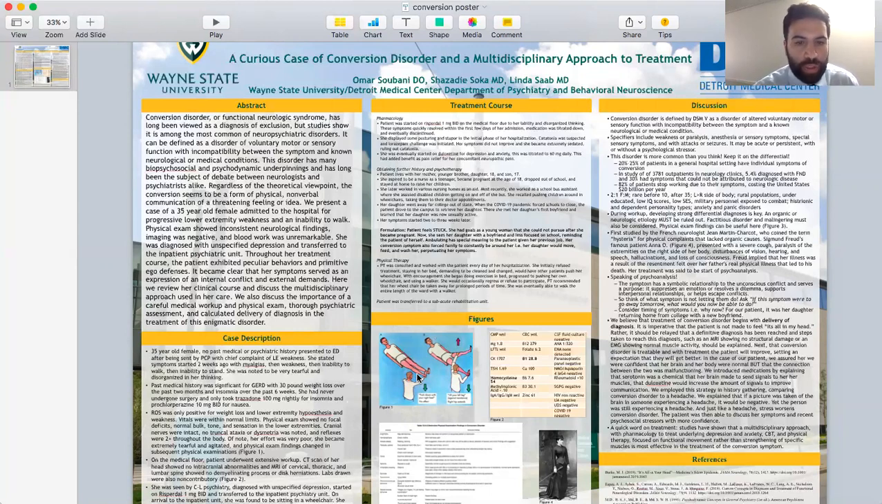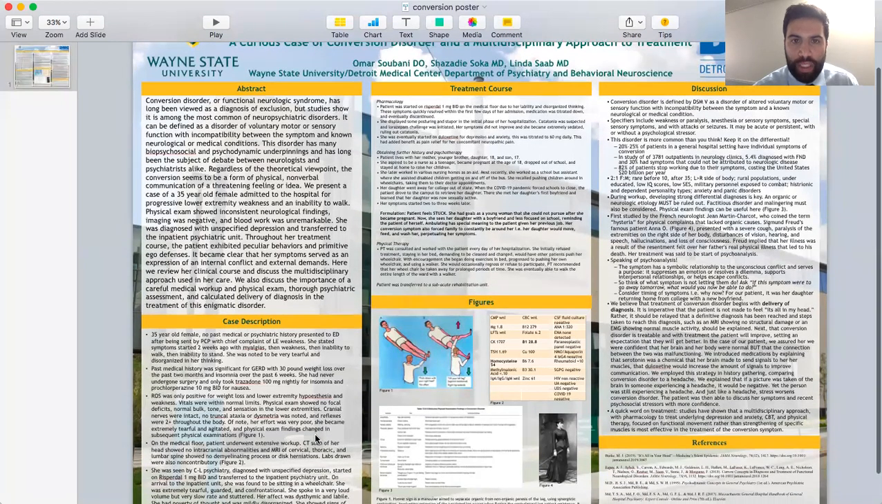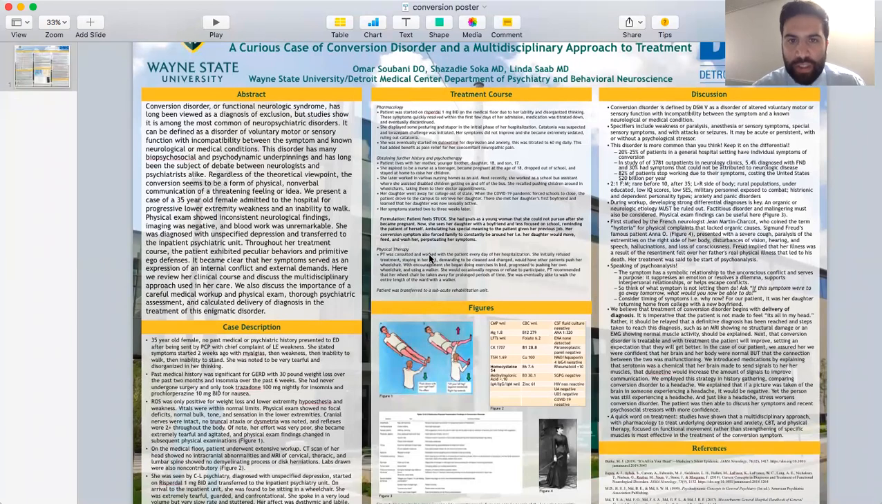So psychiatry was eventually consulted and they found her to be disorganized, labile, and oriented only to herself. She was eventually admitted to the inpatient unit where we started her treatment. To discuss the treatment, there were 3 main modalities that we treated her with. First was pharmacology. Second was further history gathering and psychotherapy. And the third was physical therapy.